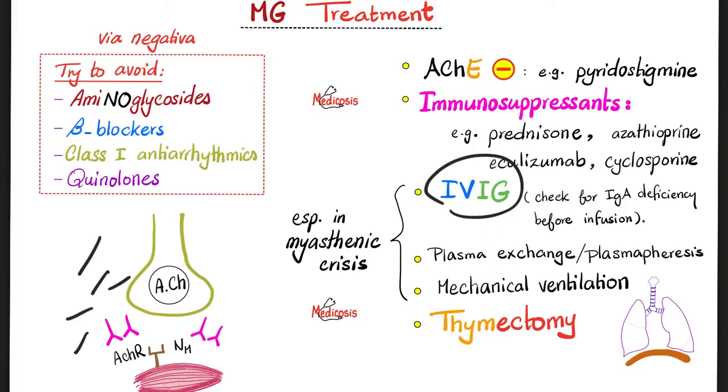You can also remove the patient's plasma, which contains the nasty antibodies, wash it, and return it back to the patient clean and without any antibodies. Be careful, take care of your diaphragm, and provide mechanical ventilation if the patient needs it. If the patient has thymoma, you remove it.